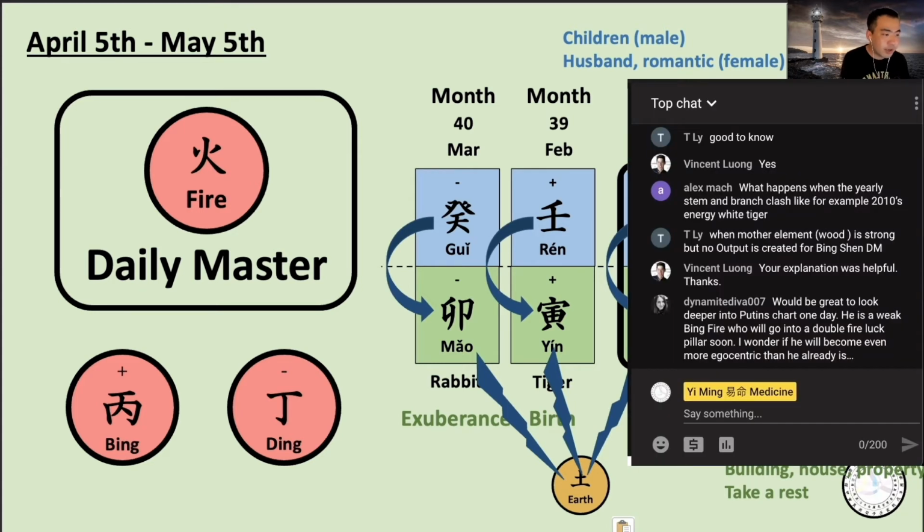What happens when the yearly stem and branch clash, for example, 2010's energy white tiger? Between heavenly stem and earthly branch, we don't say that as a clash. We say clash between the earthly branches, like tiger and monkey. That is more about a clash, like fighting each other, making an argument. But energy like White Tiger Dragon, 2010's energy, we just say that as a controlling aspect, not a clash.